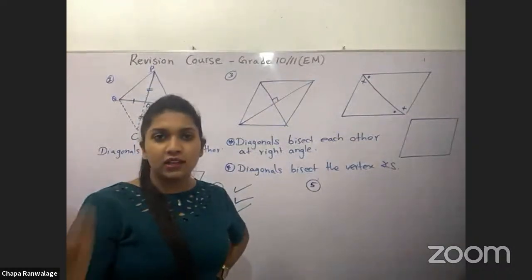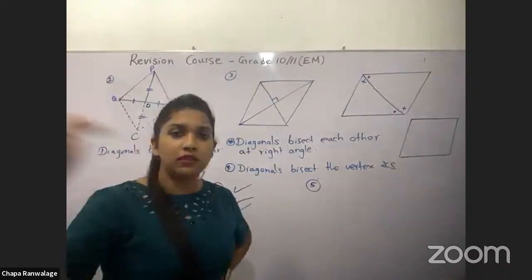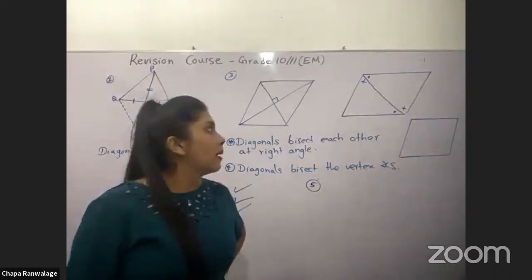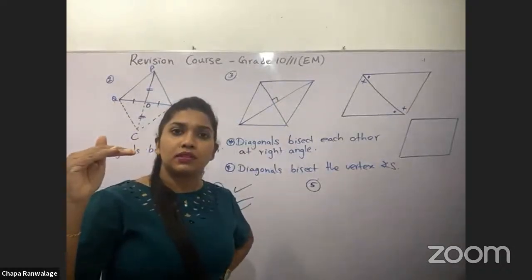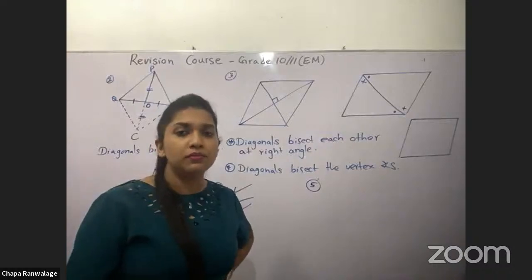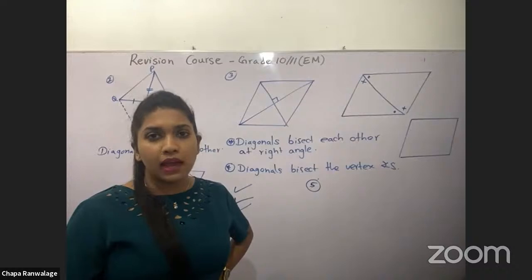What does it say? Square and a rhombus. In a square and a rhombus, children, the vertex angles are bisected by the diagonals. But in a rectangle and a parallelogram, they are not bisected.